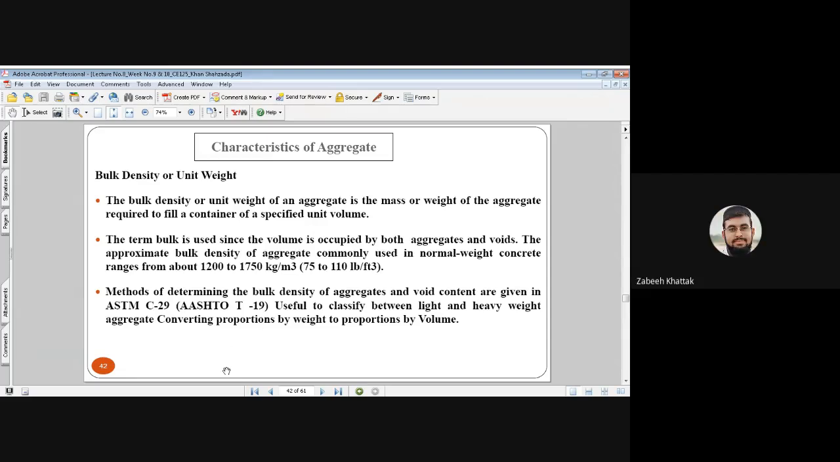What is bulk density? Sir, the mass or weight of the aggregate required to fill a container of a specified unit volume. That I have written, you tell it yourself. Sir, I don't know by myself, sir. Anyone in the class who can define bulk density?